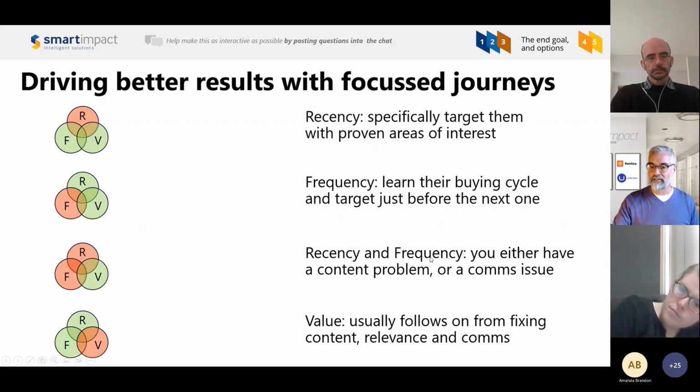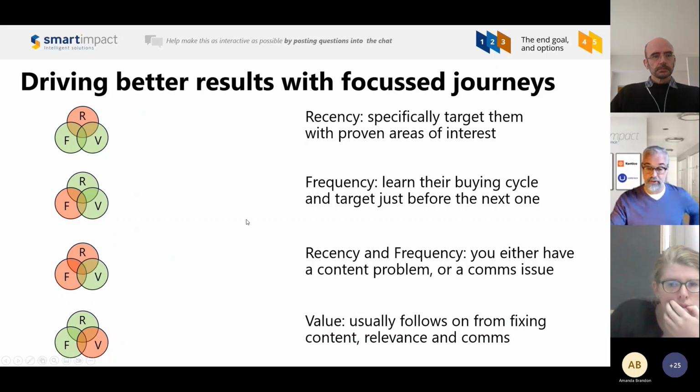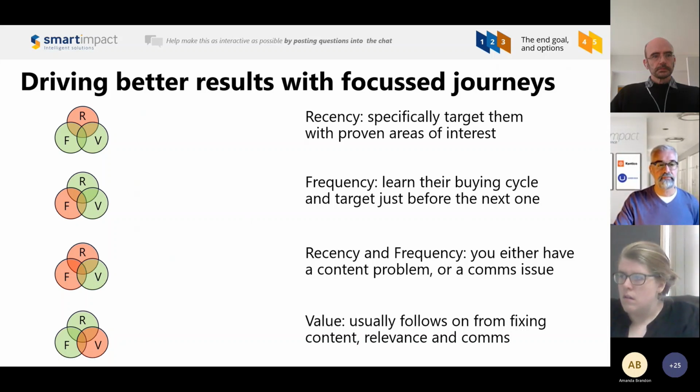If you've got recency and frequency, it's more a question around content or comms generally, how you're communicating with them and what you're showing them. And value, usually this will follow on from fixing these other areas. So there's a lot more to say. This is a huge subject, but we haven't got time to cover it today, but I'm very happy to talk to any of you in detail if you want to contact me after.